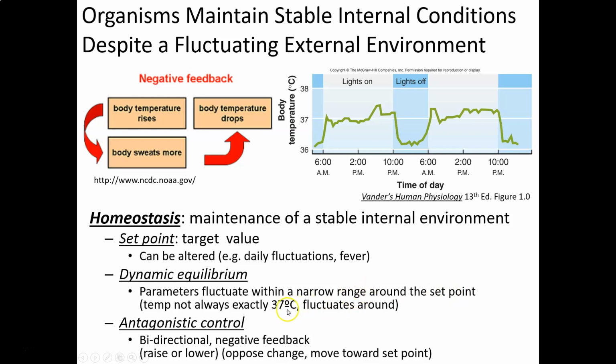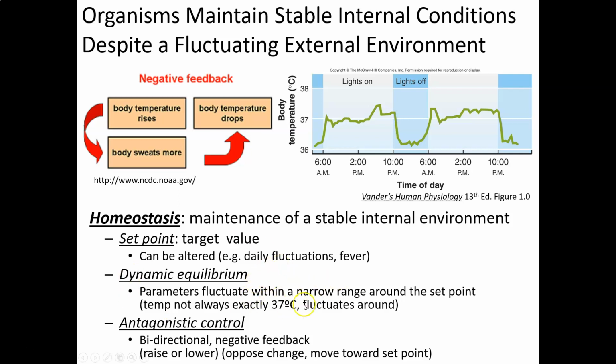So as an example, your temperature is not always exactly 37 degrees Celsius. Its set point fluctuates around. Temperature fluctuates as you get a fever, as an example. And a fever is when your body resets the set point to a higher level so that the temperature fluctuates around that level.